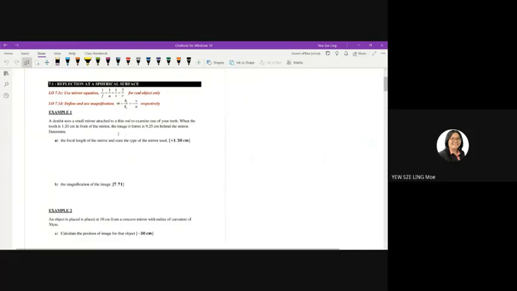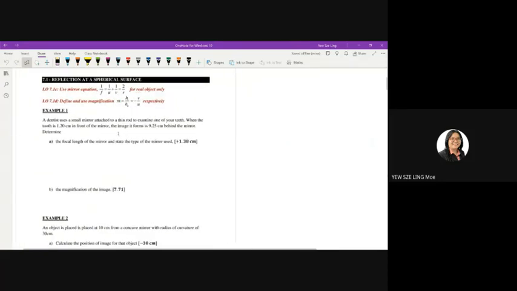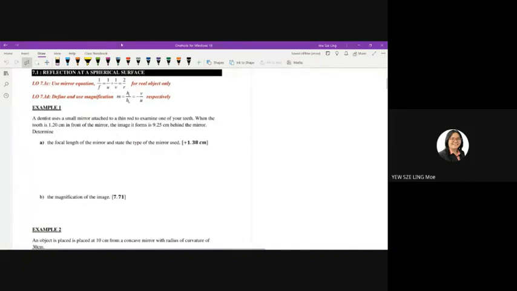So questions 7.1, reflection at a spherical surface. Our main focus is a spherical surface in our syllabus. Use the mirror equation, 1 over f equals 1 over u plus 1 over v equals 2 over r, for real objects only. In your syllabus, we're just going to focus on real objects. That's what I told you just now.